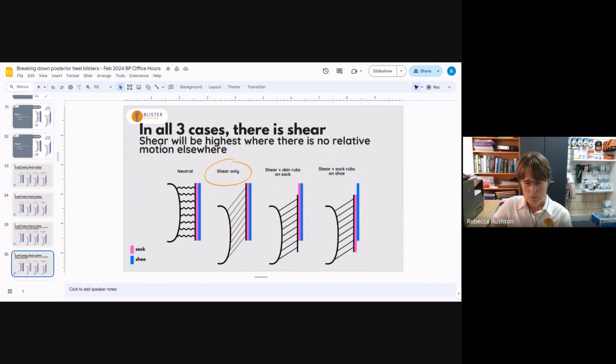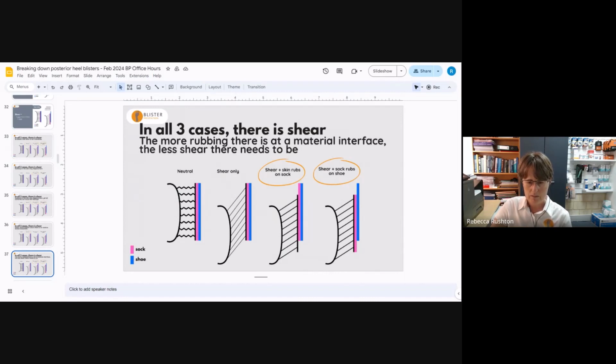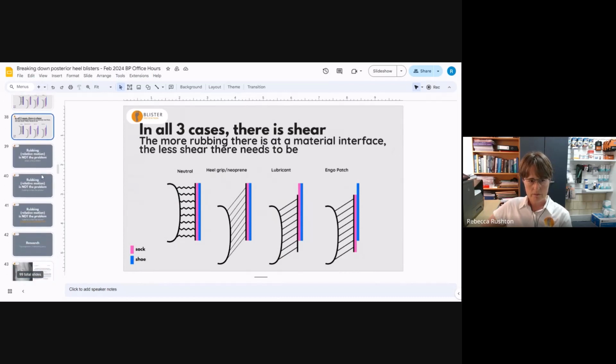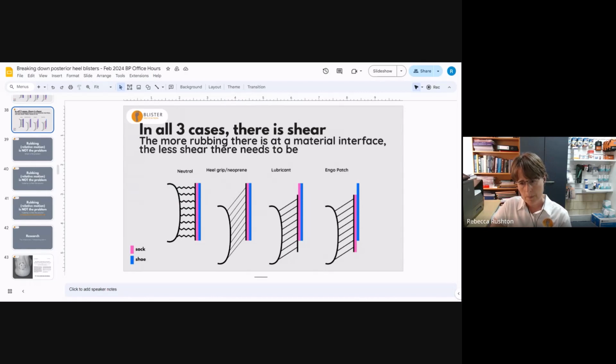Again, shear is highest where there is no relative motion between the skin, sock, and shoe. And when there is relative motion between either the skin and sock or the sock and the shoe, then shear deformation is reduced. If I put a couple of labels in here of actual preventions that fit the bill, on the far right, we've got Engo patches. That's a low friction material. It's like a self-adhesive sticker that you stick to the back of the shoe, and the sock is able to move up and down very easily over it, thereby releasing the skin to move in sync with the bone at an earlier moment in time, thereby reducing the magnitude of shear deformation.